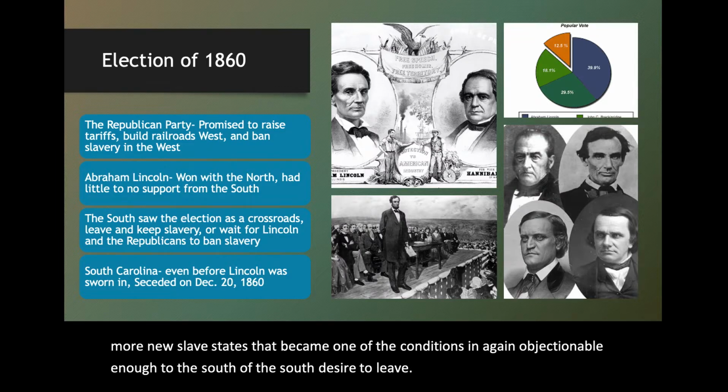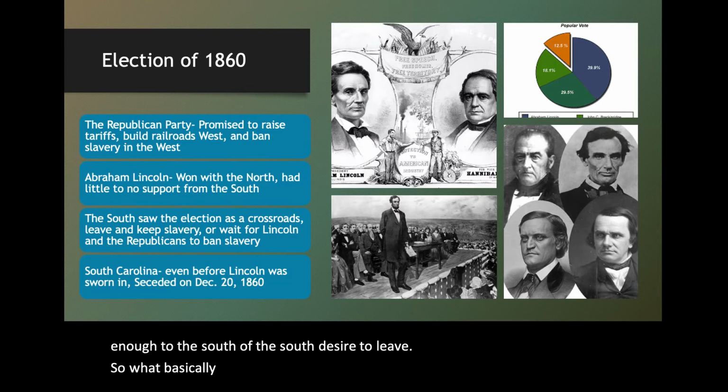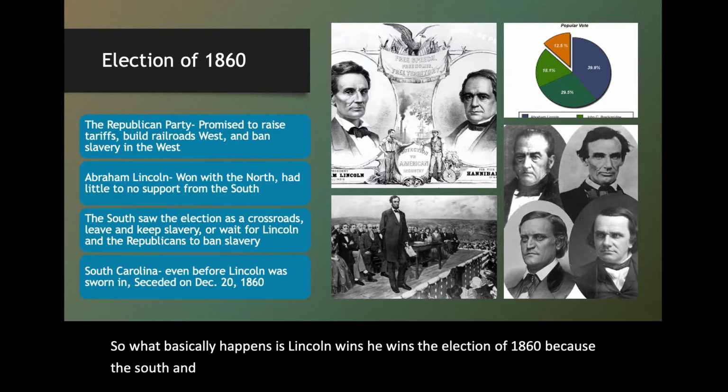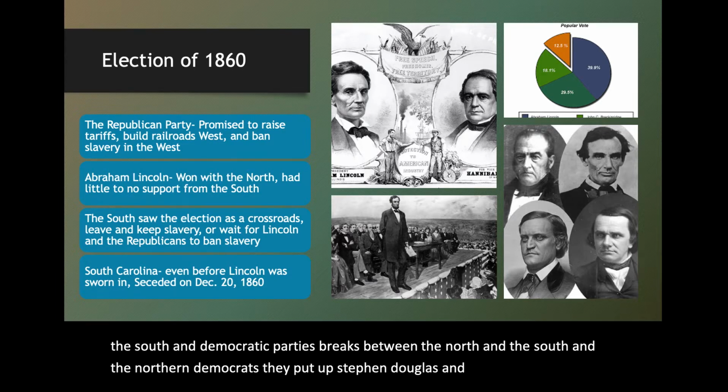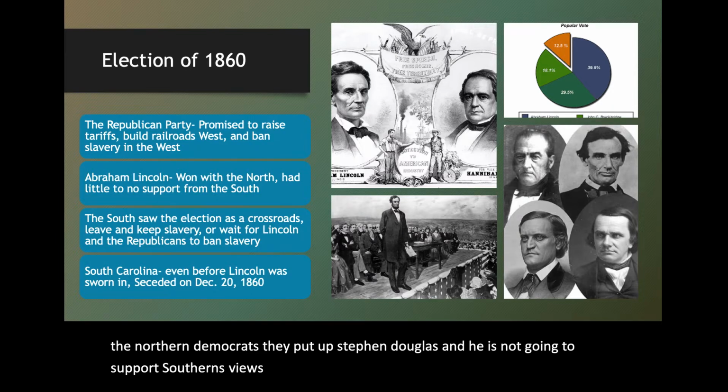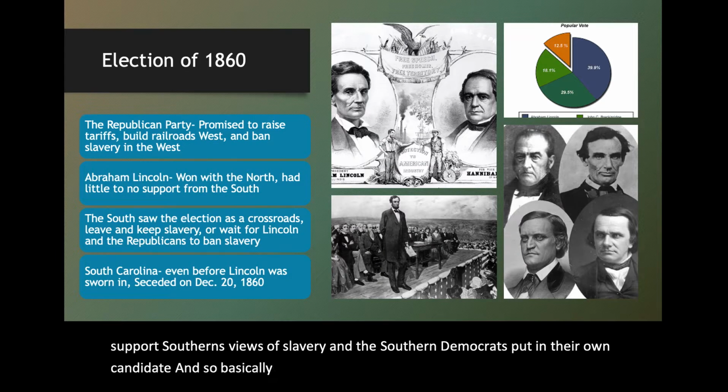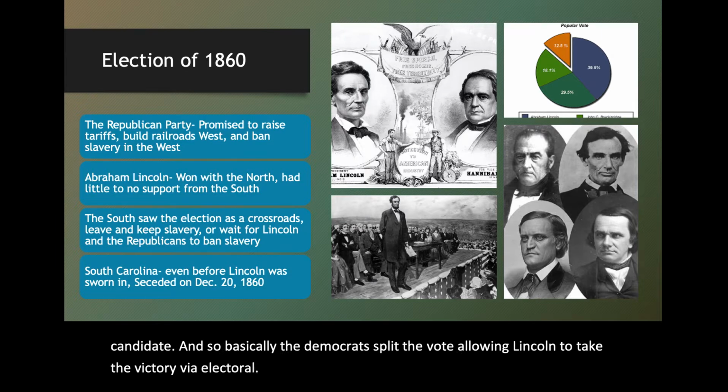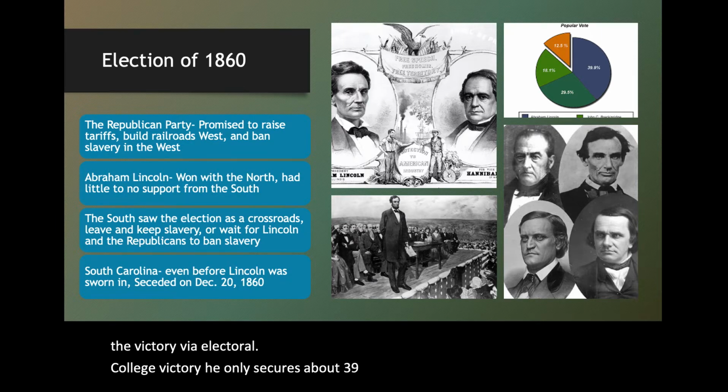So, what basically happens is Lincoln wins. He wins the election of 1860 because the Democratic Party breaks between the North and the South. The Northern Democrats put up Stephen Douglas, and he is not going to support the Southern view of slavery. And the Southern Democrats put in their own candidate, and so basically the Democrats split the vote, allowing Lincoln to take the victory via electoral college victory. He only secures about 39% of the popular vote because everything else is broken up among those other groups.